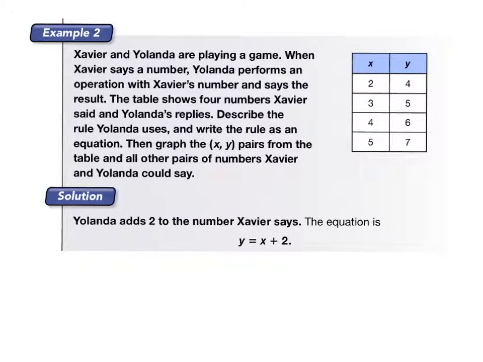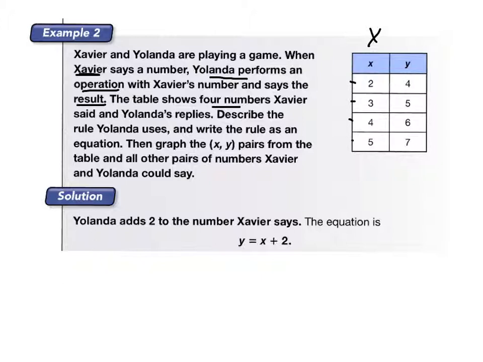All right, example 2, you have Javier and Yolanda, they're playing a game. When Javier says a number, Yolanda performs an operation with a number and says the result. The table shows 4 numbers that Javier said. This is Javier right here. These are the numbers that he said, 2, 3, 4, and 5.